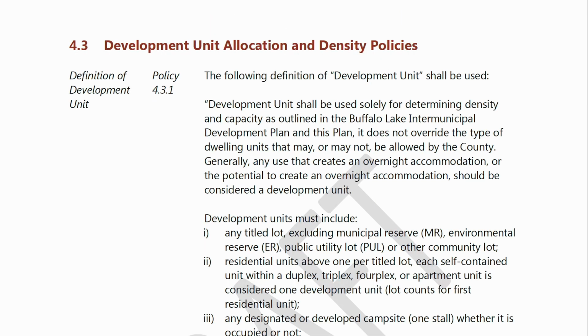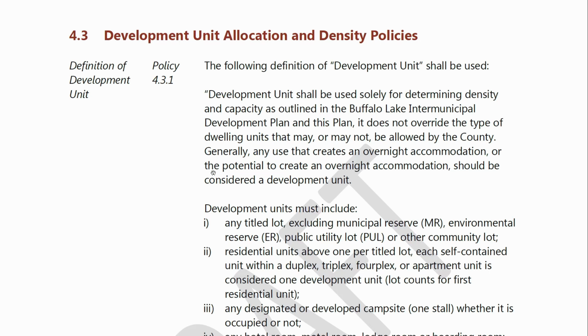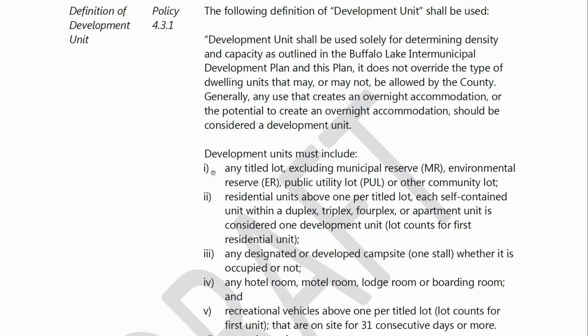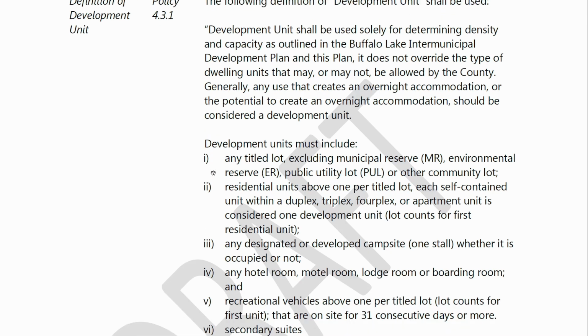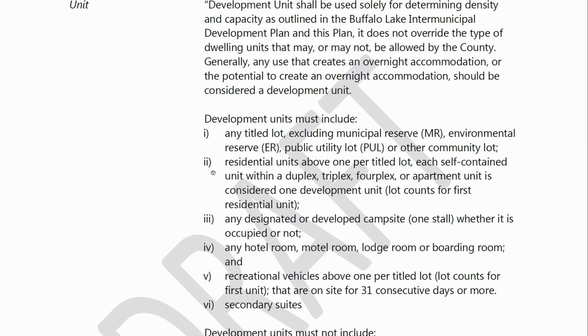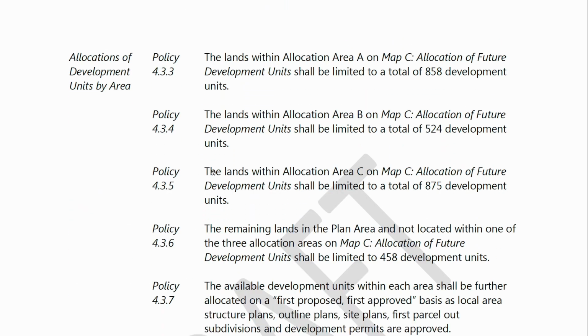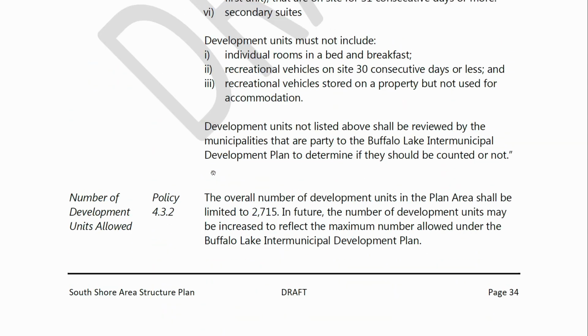Okay, so our next set of policies deal with development unit allocation and the question of density. Again, this builds on the concept. This is where we find the full definition of development units being adopted as a policy, and the definition is consistent with what's available in the Buffalo Lake Intermunicipal Development Plan. The second policy identifies the 2,715 development units that are being purposely allocated at this point in time.